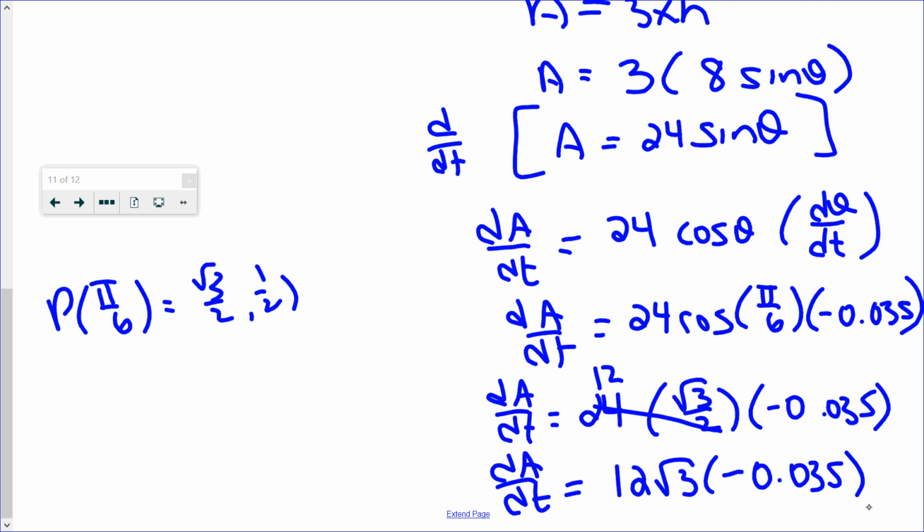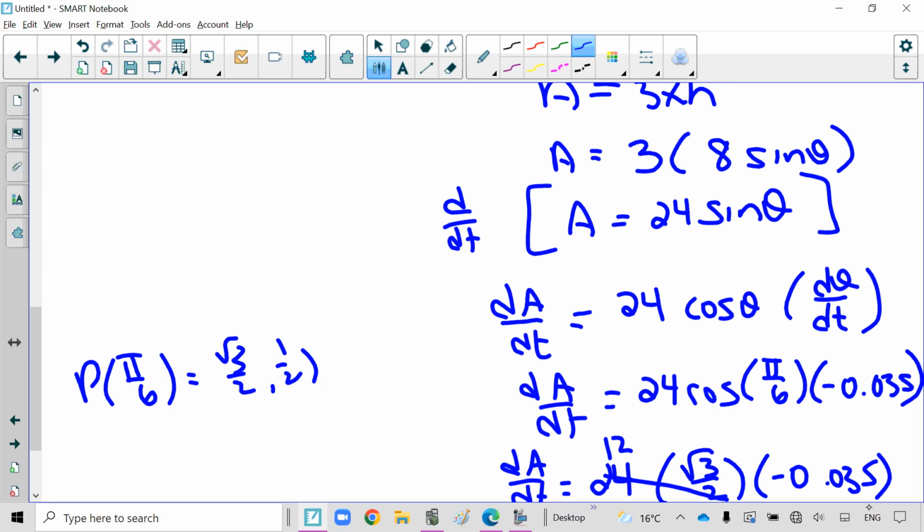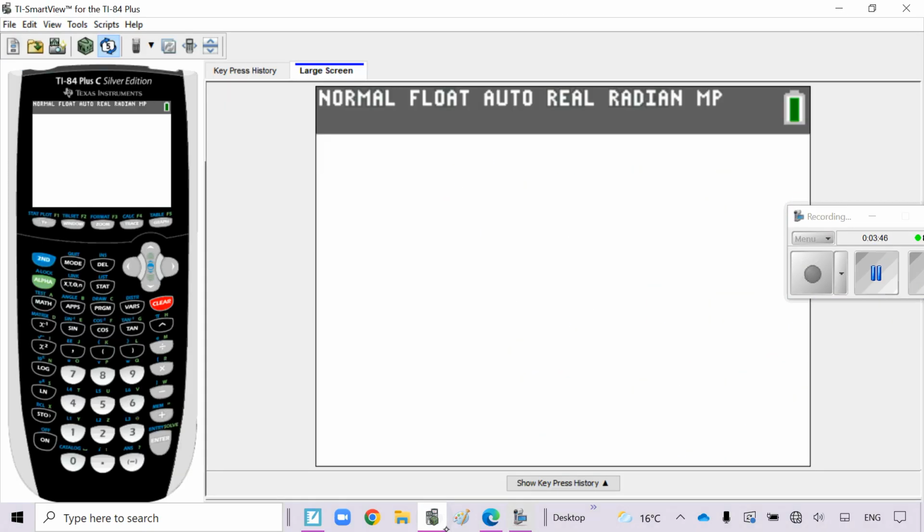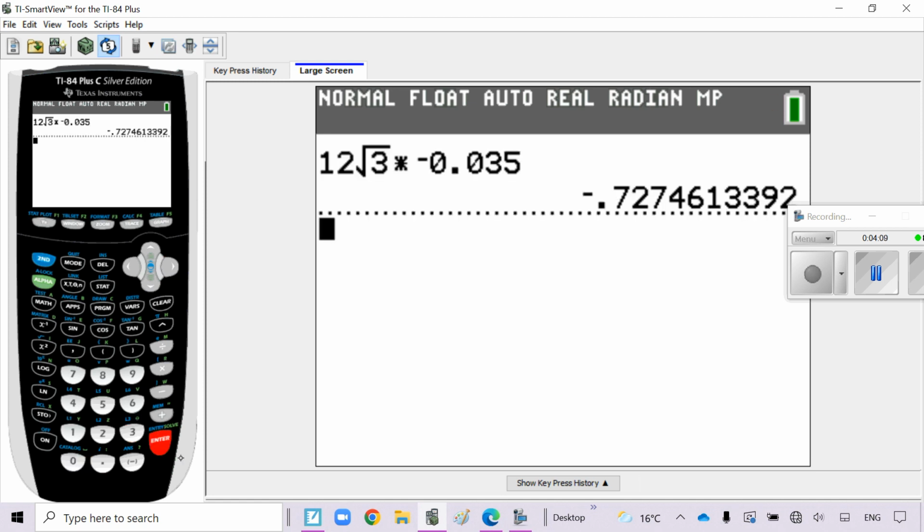So I'm going to need to go to my calculator to come up with an answer for that. So let me just go into my calculator and we'll enter in 12 square root 3. Oh, let me try that again. Let's clear that out. So 12 square root of 3. And then I'm going to multiply that by negative 0.035. And there we go.